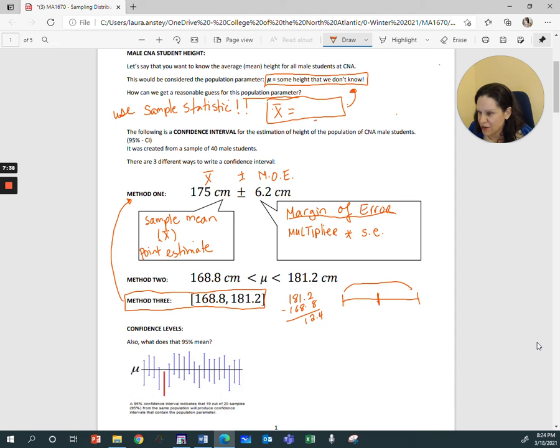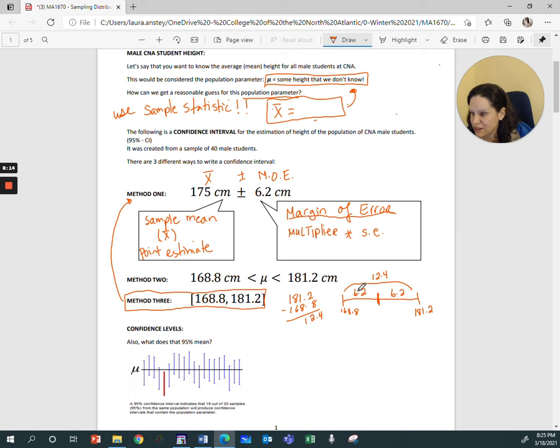Because we have 168.8 here and 181.2, if this is 12.4, how can we figure out what our margin of error is? Can you see something here? All we've got to do is divide it into two parts. This gives us our margin of error, 6.2 and 6.2.